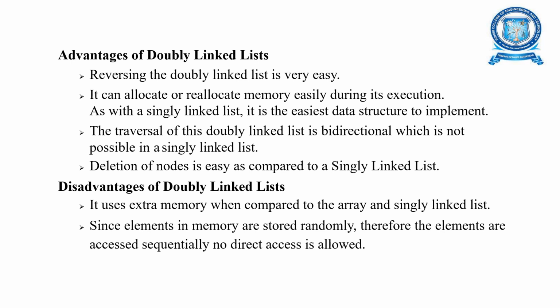Advantages of the doubly linked list. Reversing the doubly linked list is very easy, and it allocates or reallocates memory easily during execution. Deletion of nodes is also very easy compared to the singly linked list. And the disadvantage is that it uses extra memory when compared to an array and a singly linked list.